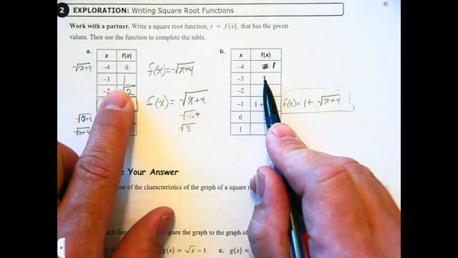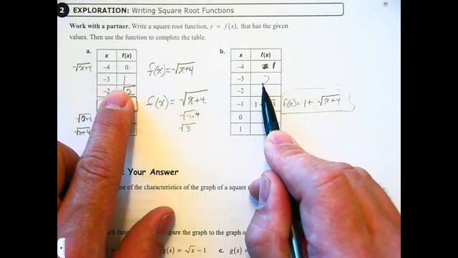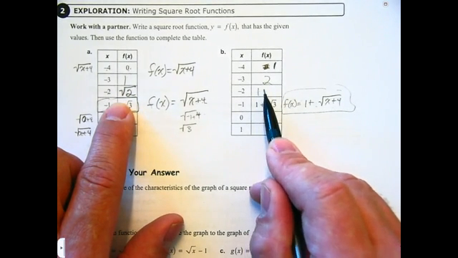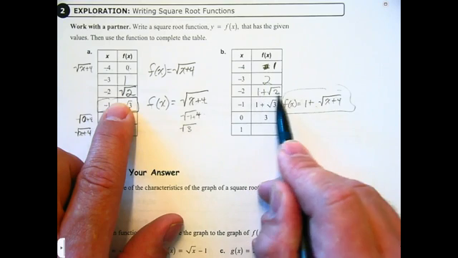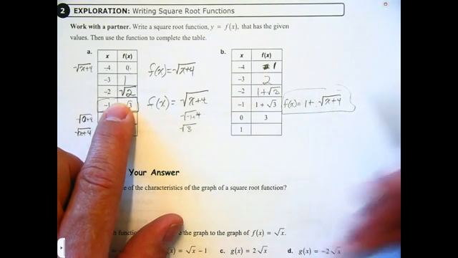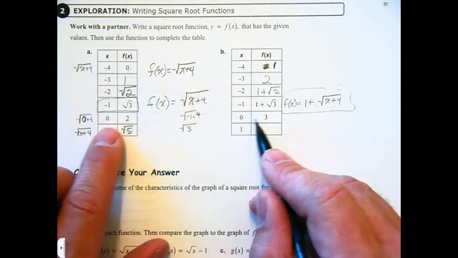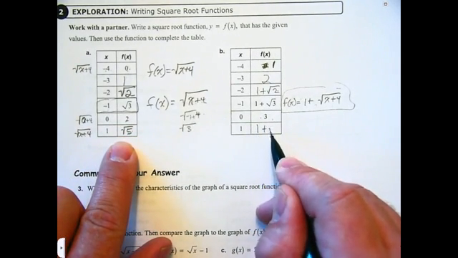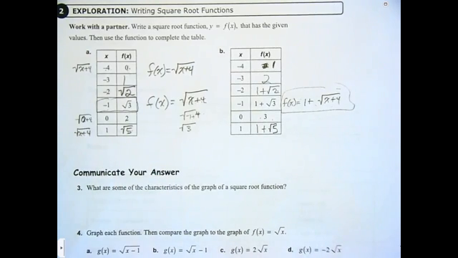So this would be what? 2. This one would be? 1 plus square root of 2. 1 plus root 2. Yeah, you can't add the 1 to the 2. One's inside, one's outside. You can't put them together. This one would be 2 plus 1. Good. And this one would be? 1 plus square root of 5. There we go. All right.